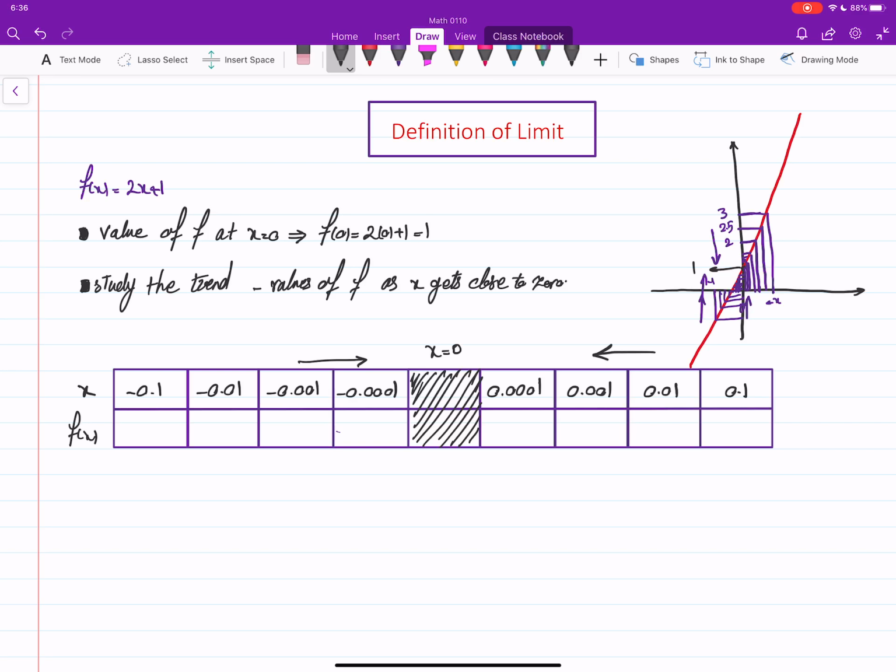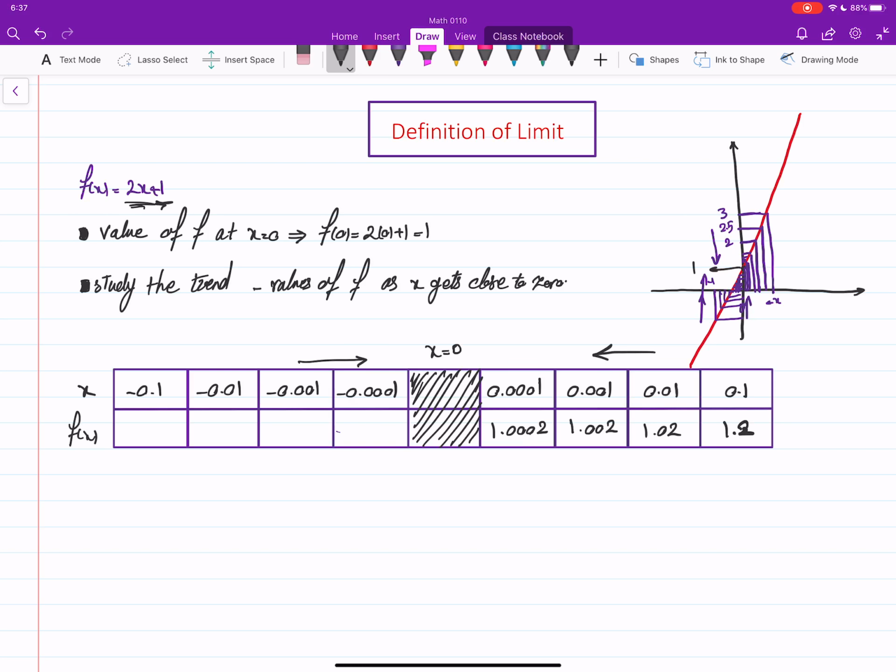So this is how we see it in the table: values of x getting closer to 0. What will happen for the values of y? Plug every value into x and get the value of f at that point. At 0.1, you multiply x by 2, you get 0.2, add 1 to that, so we get 1.2. The value of the function at 0.01 is 1.02. The value at 0.001 is 1.002. For the negative part, negative 0.1 times 2 is negative 0.2.